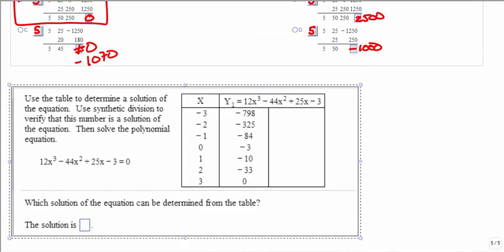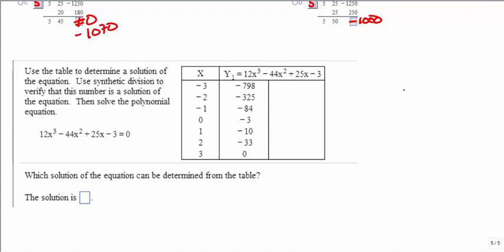Okay, this next one again, we'll just give a quick setup. And we've actually seen this one quite a bit. It says, use the table to determine a solution. Well, we've already done a lot of tables when we were using our graphing. So this tells me right now, because y is 0, x is 3 is my solution. So which solution can be determined from the table? The 3 is definitely a solution.